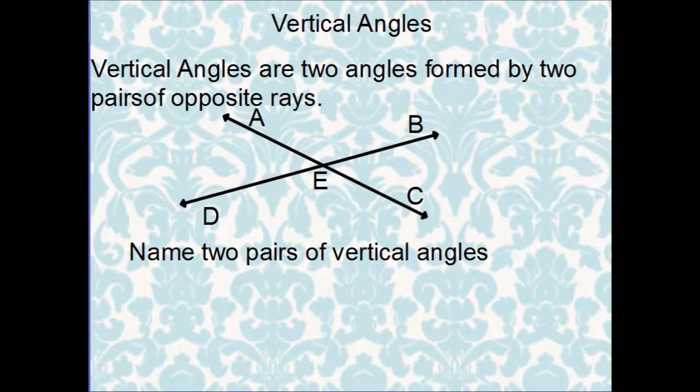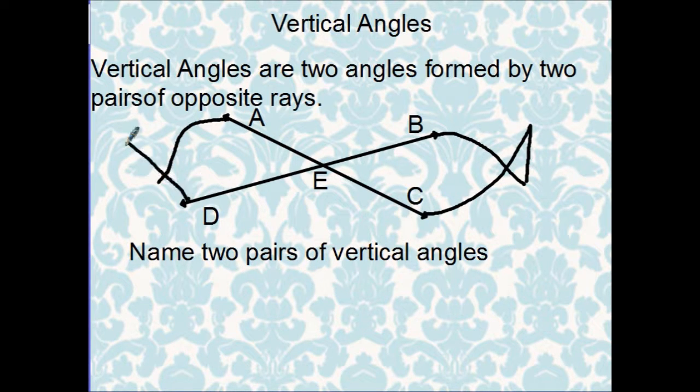Next, we need to define vertical angles. Vertical angles are two angles formed by a pair of opposite rays. What I like to think of is kind of like little fishy kissing. So if we look at this picture, and I extend these to form little fish, where the fishies are kissing, that's where we got our vertical angles.